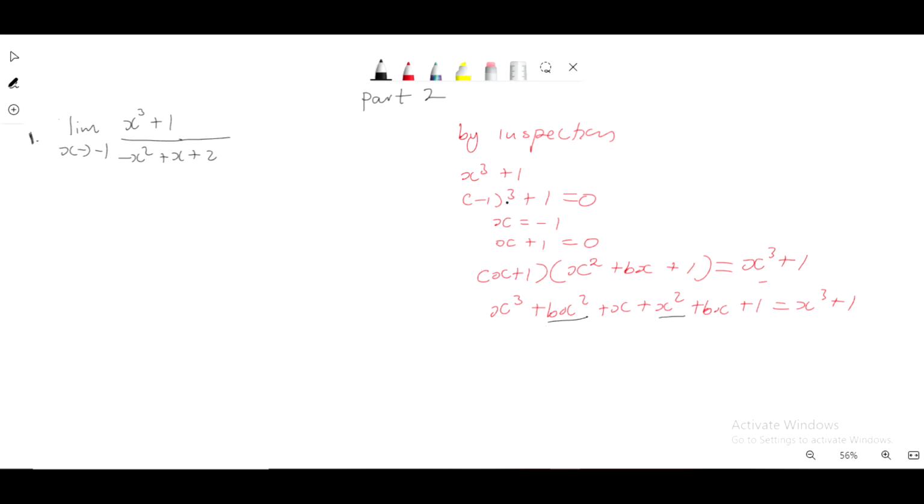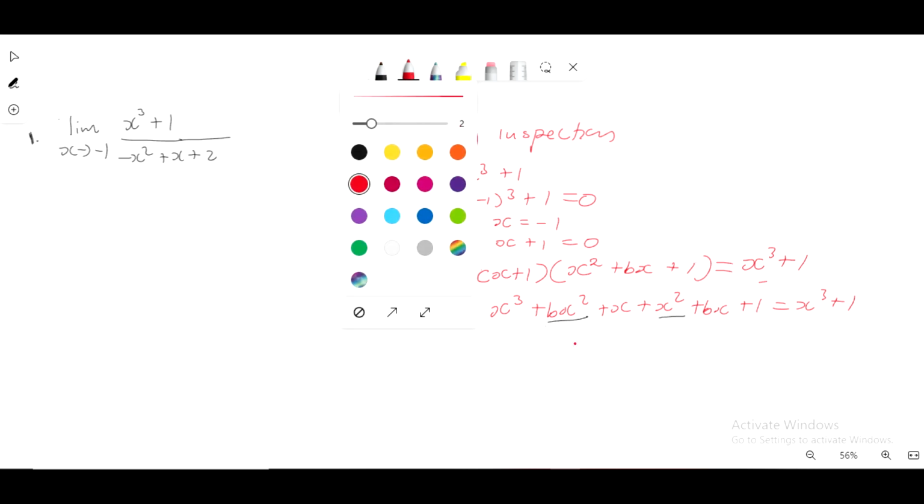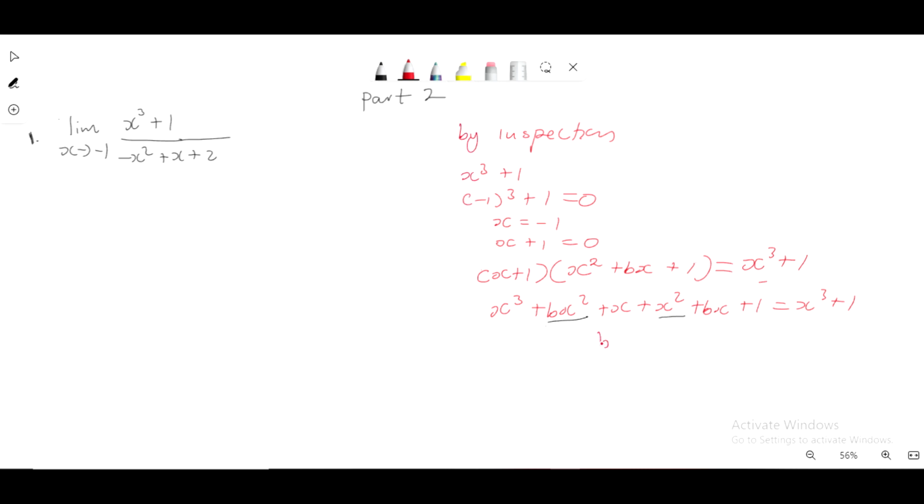Okay, so now what do I have now? From the left I have bx squared plus x squared, right, is equal to, from the right hand side, do I have an x squared? No, I don't have any x squared, so 0. It's 0, the value for x squared. So now I have bx squared plus x squared.